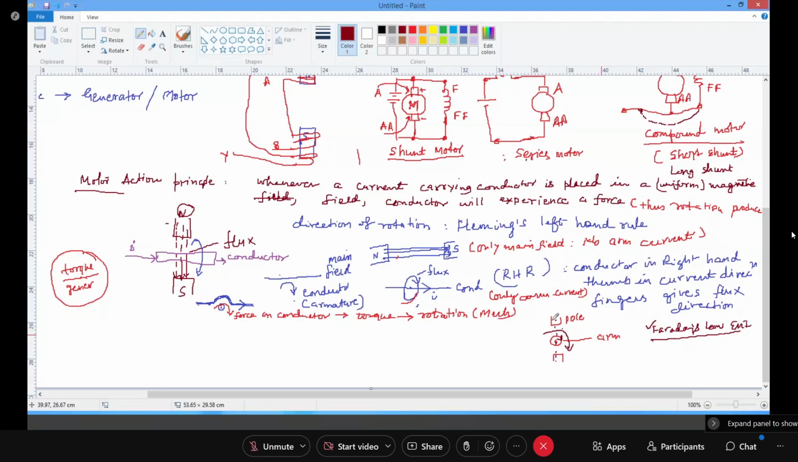You are rotating a conductor in a magnetic field, so there is a change in flux linkage. In generation, this is my flux, the number of lines. When I rotate it, at this time it is this much, next time it will be like this, next time it may be 0. So the flux lines cut by the conductor will be changing, which means the flux linkage will be changing. So EMF will be induced in a conductor.